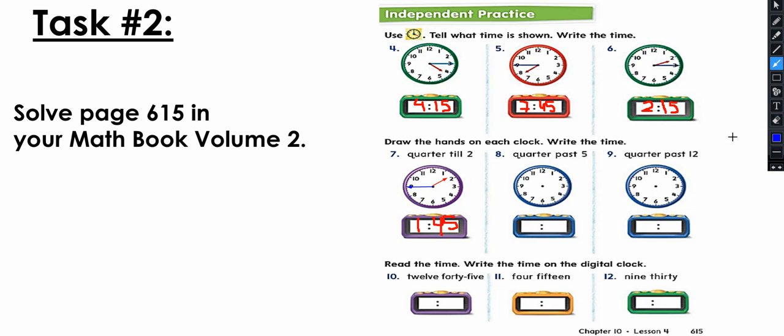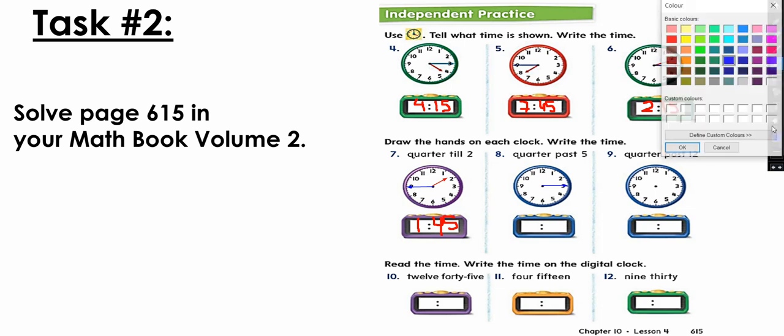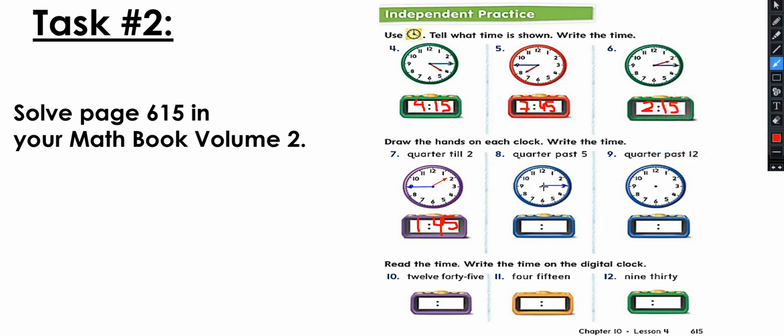For number 8, quarter past 5. Do you know where the minute hand will go, Maria? Quarter past 5, on the 3. Excellent. And the hour hand is in between 5 and 6. Excellent. And we will write it as 5:15.